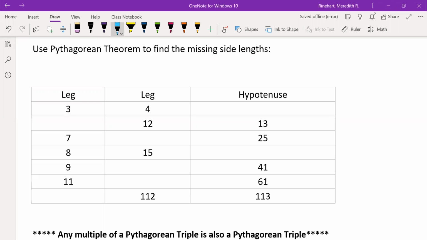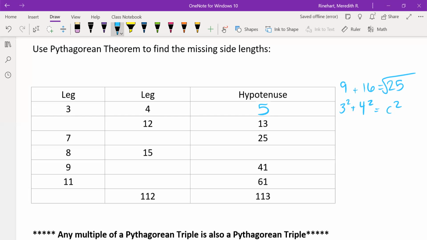So on this one, we've got 3 squared plus 4 squared is going to equal our hypotenuse squared. So 3 squared is 9, plus 4 squared is 16, which gives us 25. The square root of 25 is 5. So we've got 3, 4, 5. That's our first Pythagorean triple.